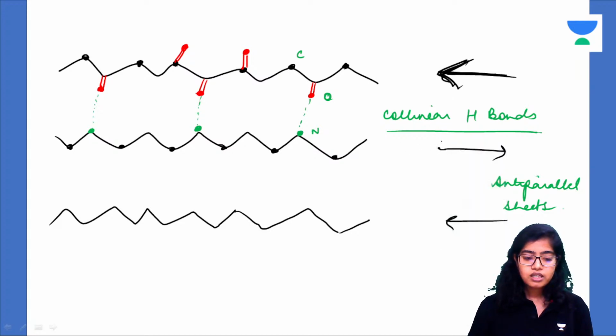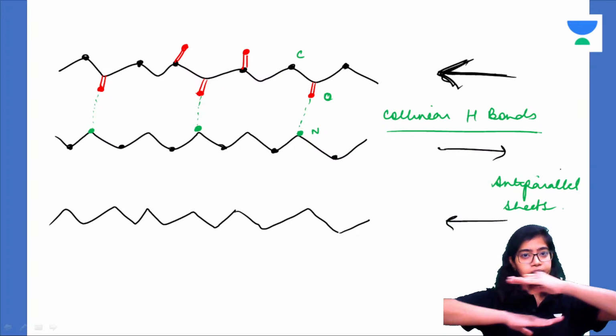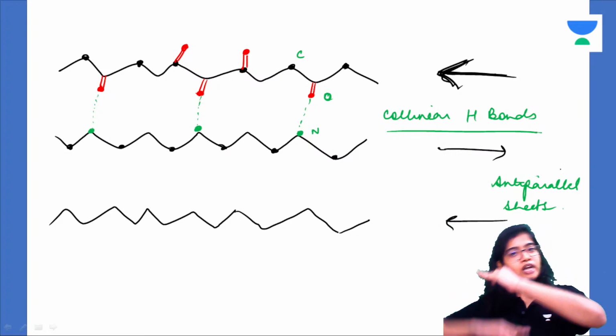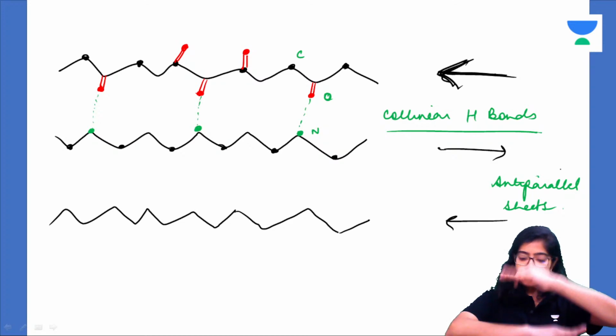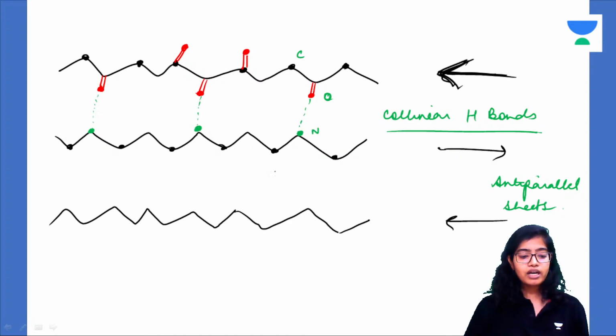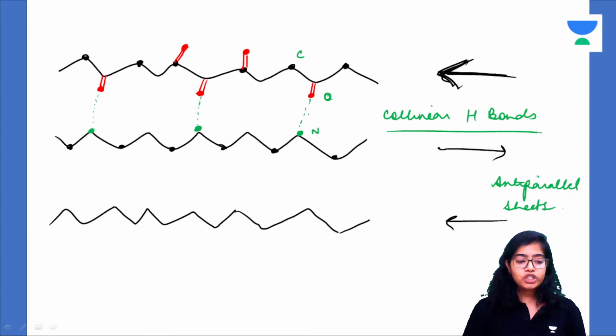Okay. So what are these? They are anti-parallel. One is running from left to right. The other is running from right to left. So they are anti-parallel. Now in anti-parallel sheets, this is the oxygen, this is the carbon. Nitrogen will provide the hydrogen, and this oxygen is going to come from here.